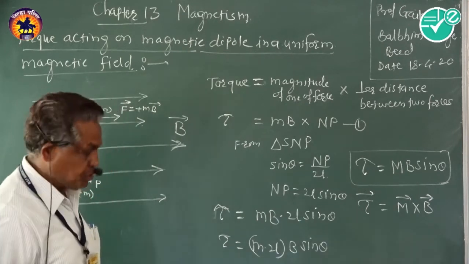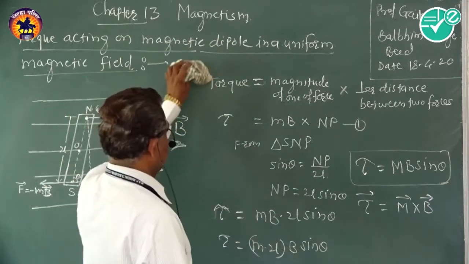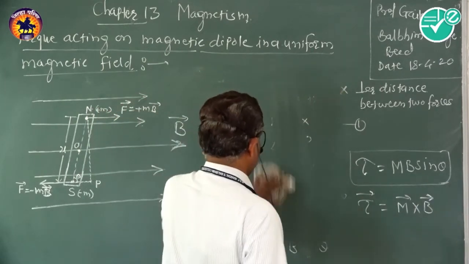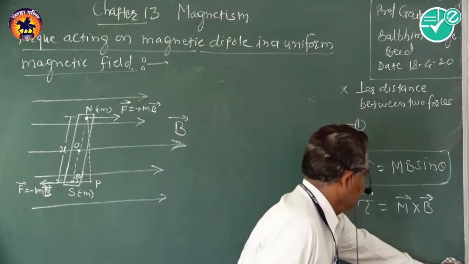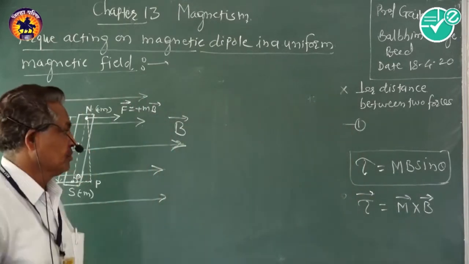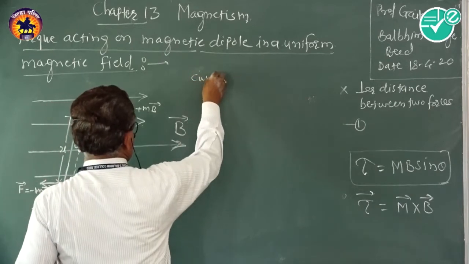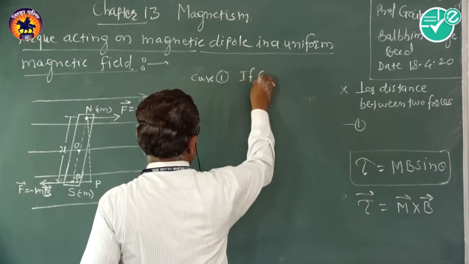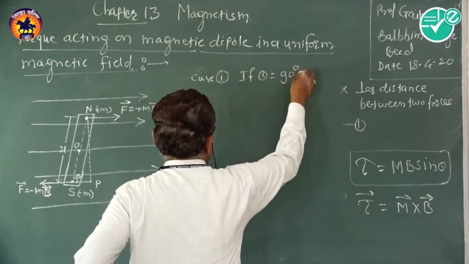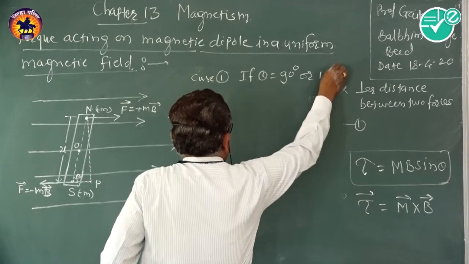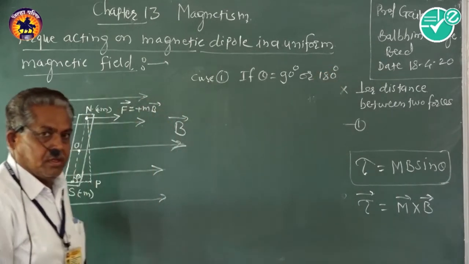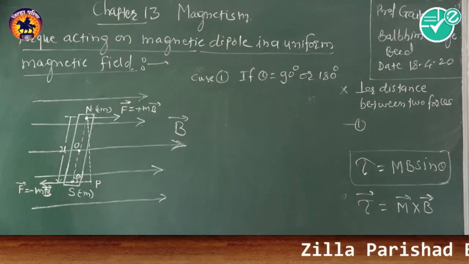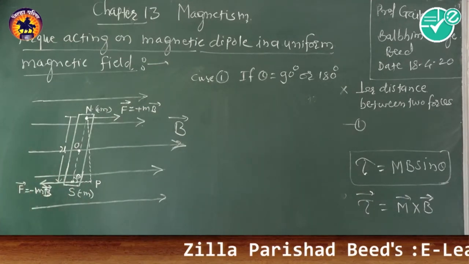Now there are two cases. Case number 1. If theta is equal to 0 degree or 180 degree.